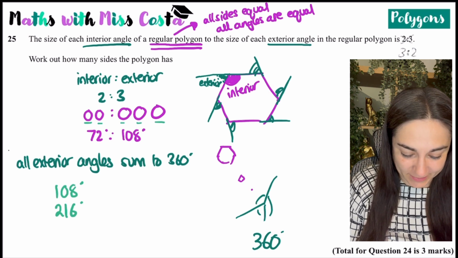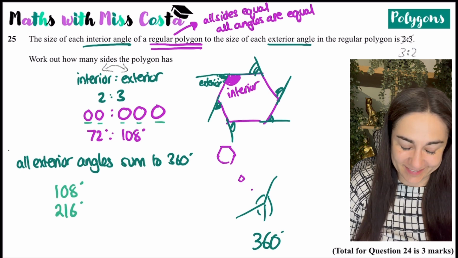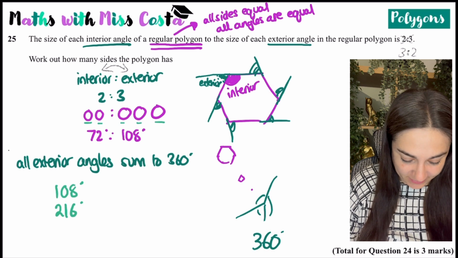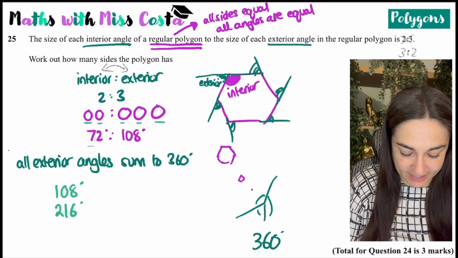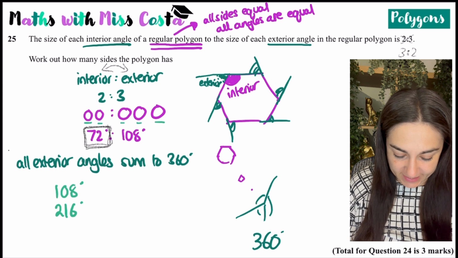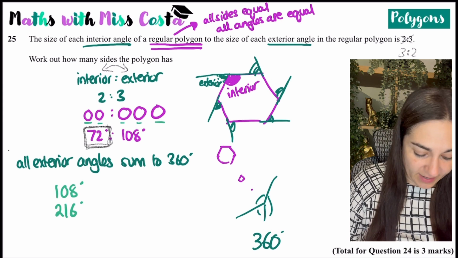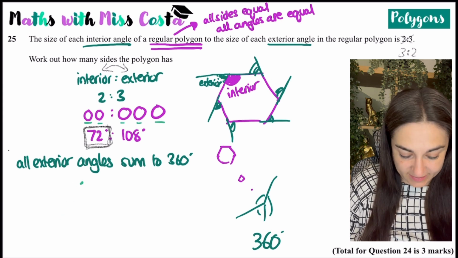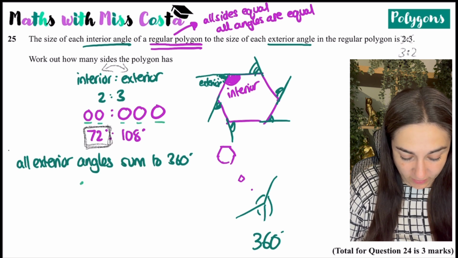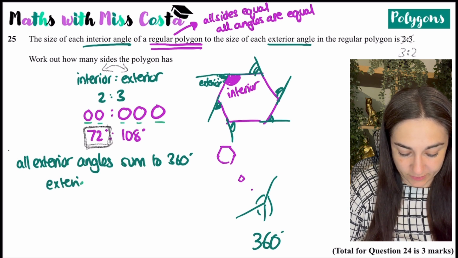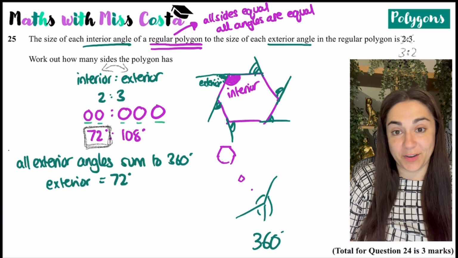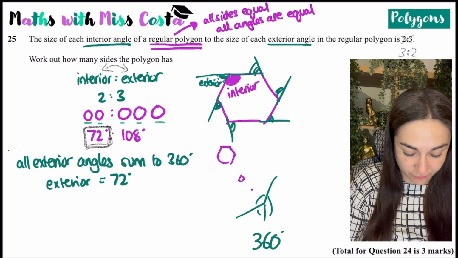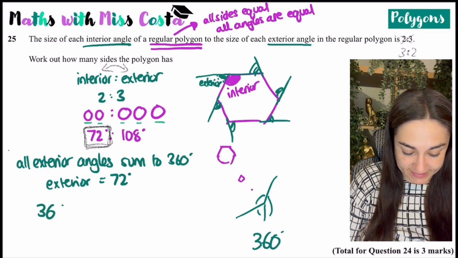Therefore, we switch this around. So the interior angles are 108 degrees and the exterior angles are 72 degrees. So I then know that in my polygon, the exterior angle is 72 degrees, and I need to figure out how many lots of 72 fit into 360. So 360 divided by 72.